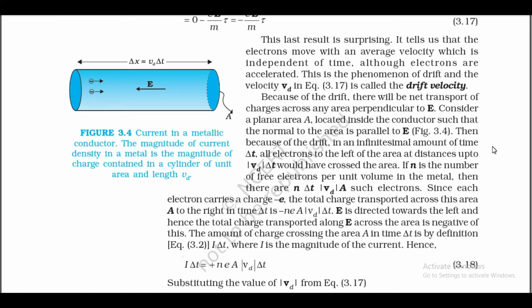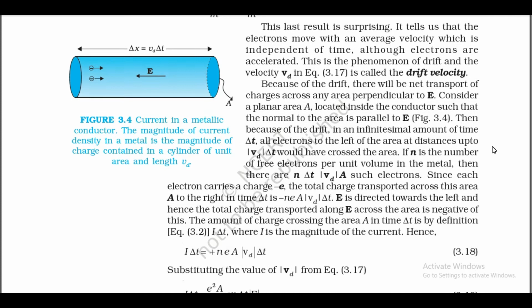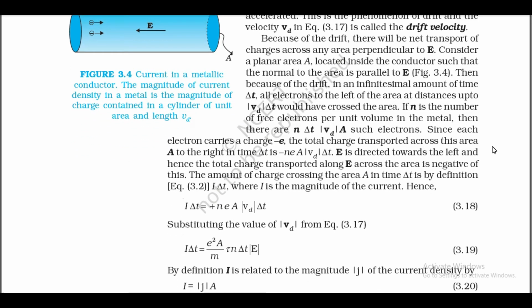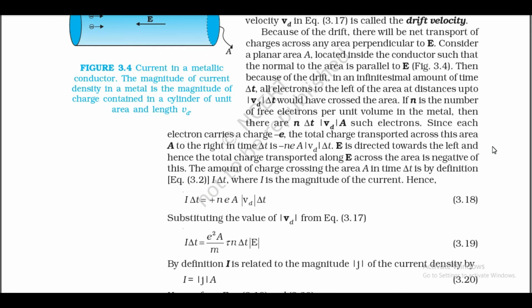The total charge transported across this area A to the right in time delta t is minus n e A Vd delta t, directed towards the left, and hence the total charge transported along the E across the area is negative of this. The amount of charge crossing the area A in time delta t is by definition, equation 3.2, I delta t, where I is the magnitude of the current. Hence I delta t is equal to n e A Vd delta t.